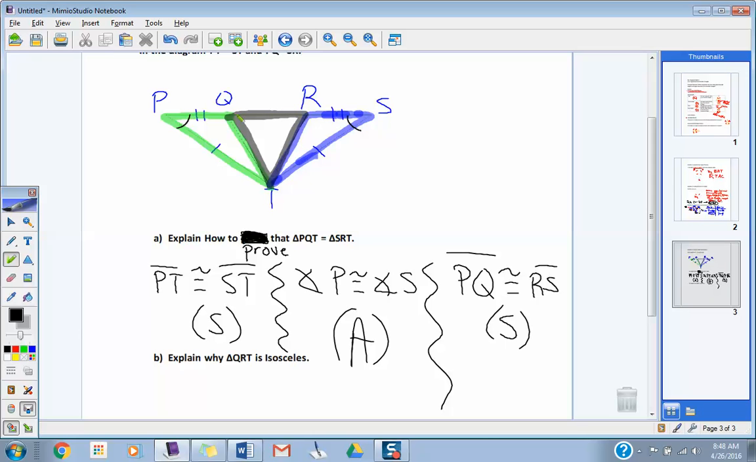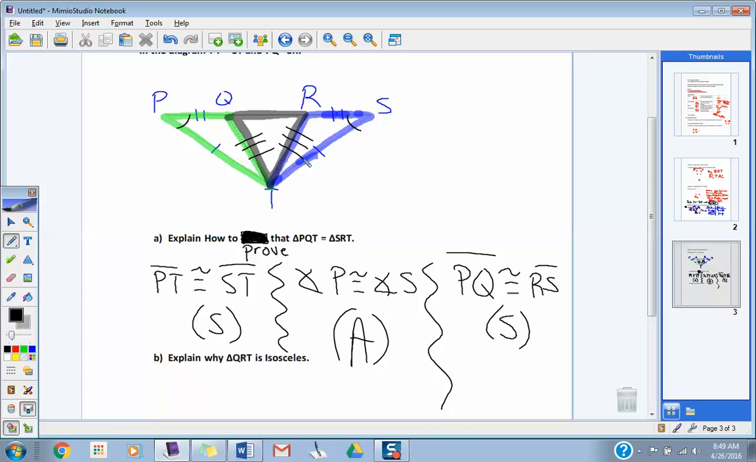Well, here's the deal. If the green and the blue triangle are congruent, what does that mean about the distance from QT and RT? What must be true about them? They have to be the same. So if I put 3 tick marks here, what's going to go over here? 3 tick marks there, right? So why is QRT, that triangle in the middle, isosceles? Well, because the legs are what? The same.